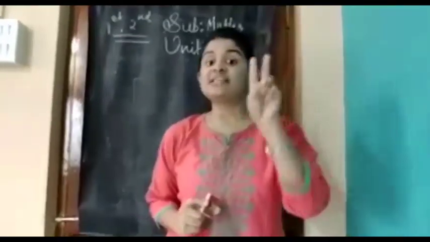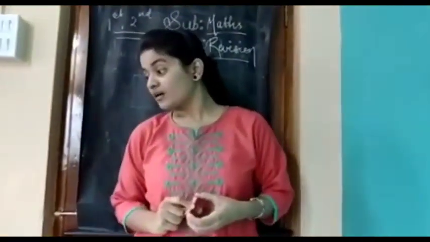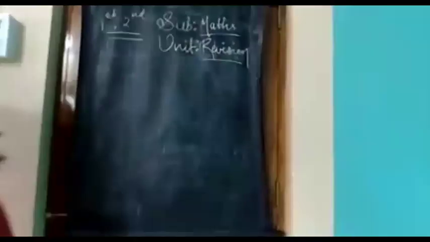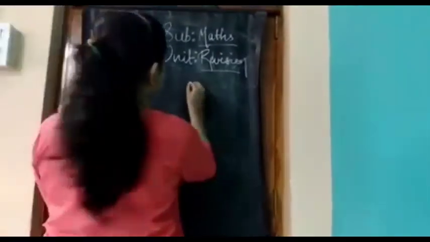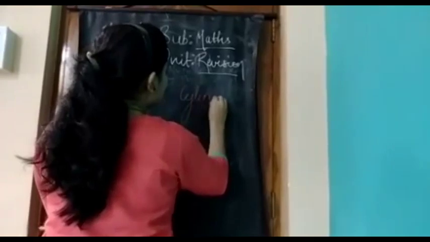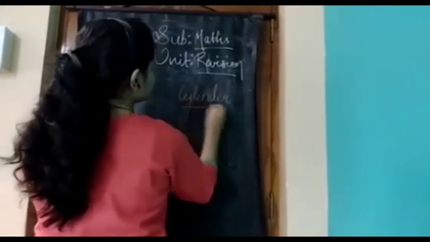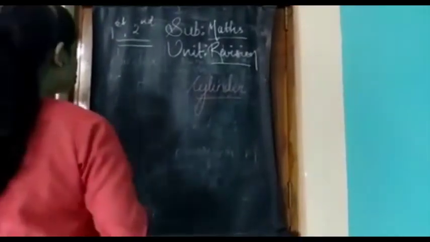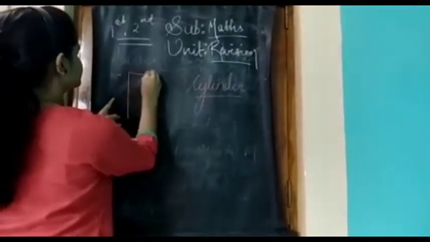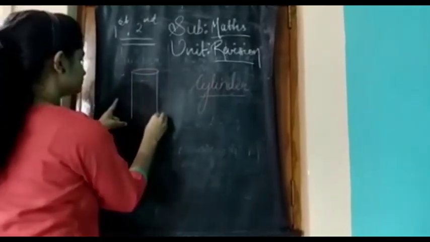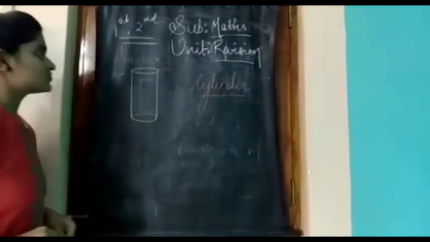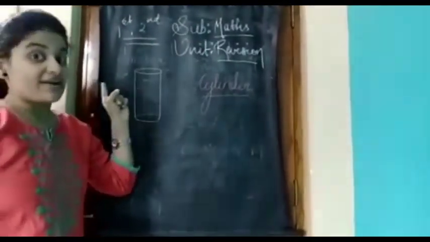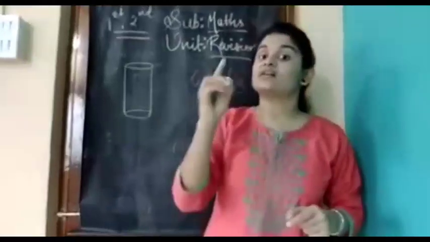Now let us see the second shape, that is cylinder. Okay? The second shape is cylinder. C-Y-L-I-N-D-E-R. Understood? So now let us draw cylinder on the blackboard. So students, this figure that I have drawn on the blackboard is known as a cylinder.